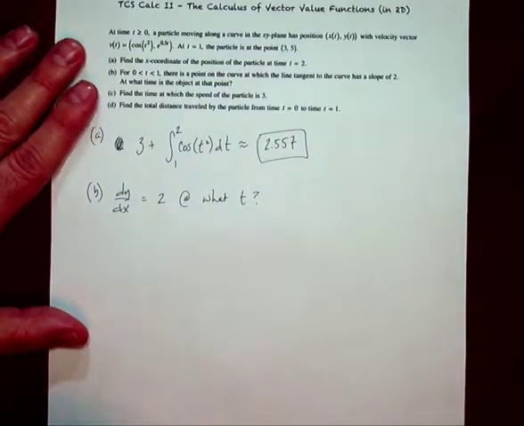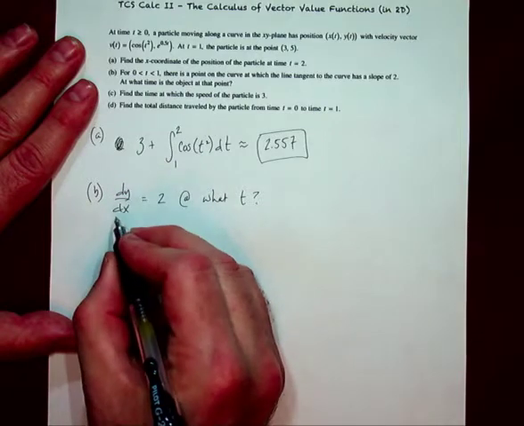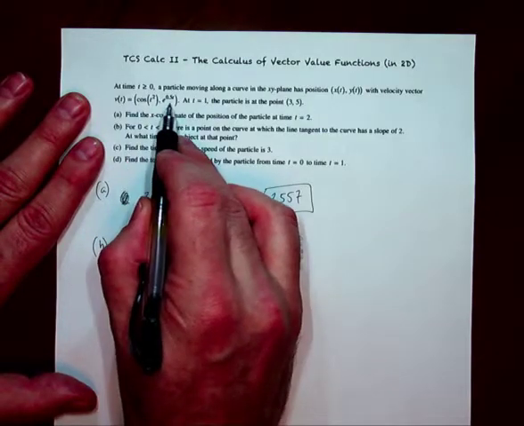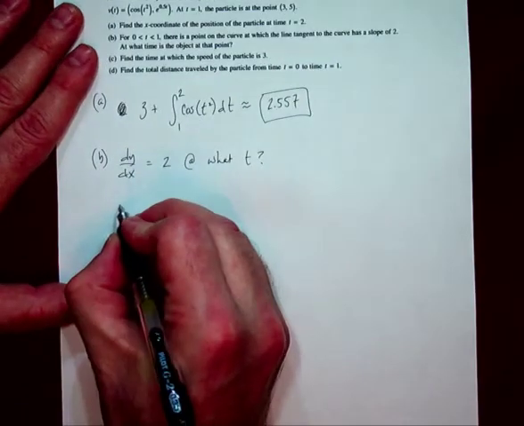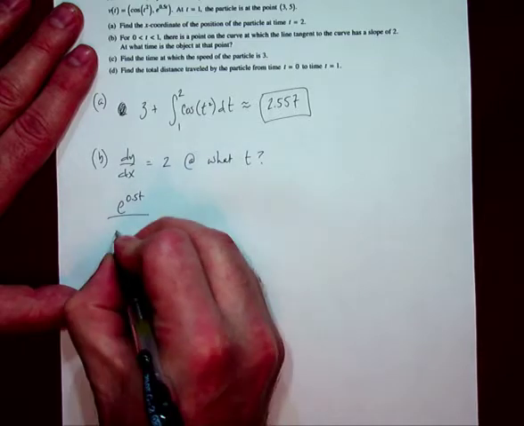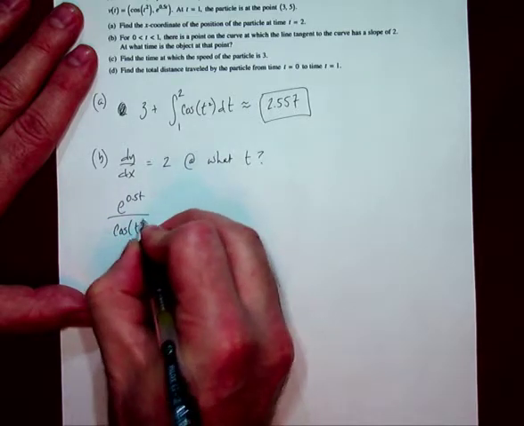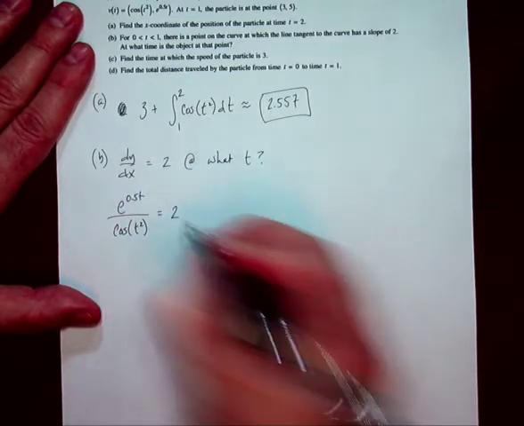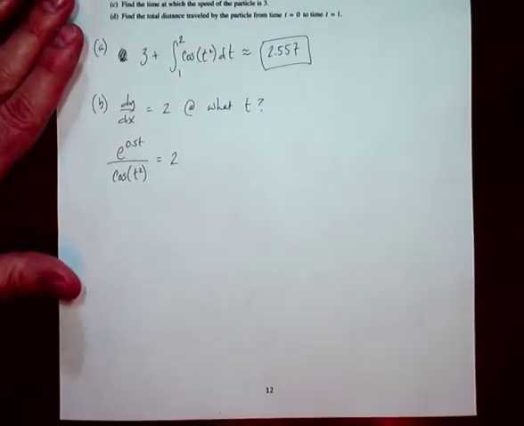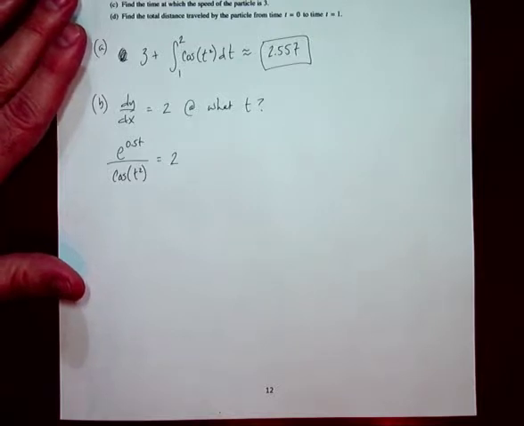Well, let's go ahead and find dy/dx. This is the velocity function, so this is dy/dt and dx/dt. So dy/dx is simply e to the 0.5t over cosine t squared. And you're basically asking, when is that equal to 2? Well, you're not going to be able to do that really easily, except by means of your calculator.